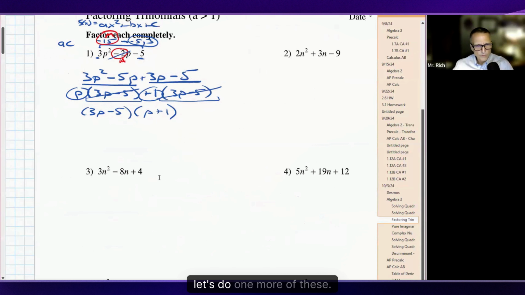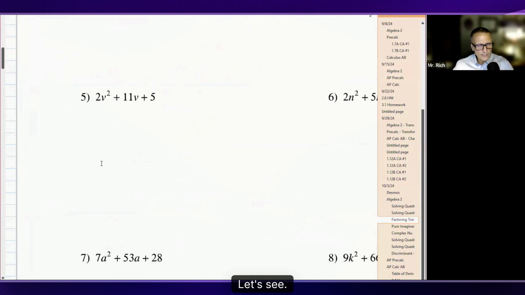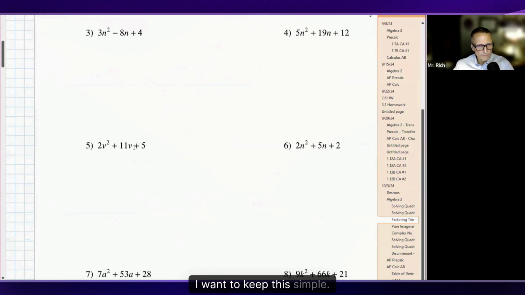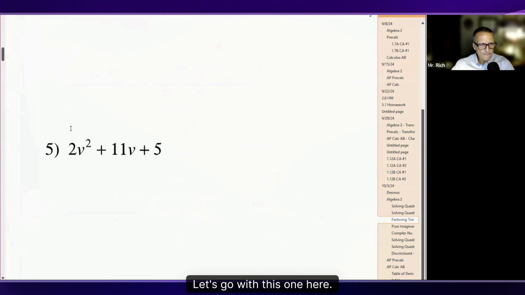Well, let's do one more of these. Let's see. Let's try. The numbers can get pretty big. I want to keep this simple. Let's go with this one here. Now, I'll show you. I could do this by trial and error, right?